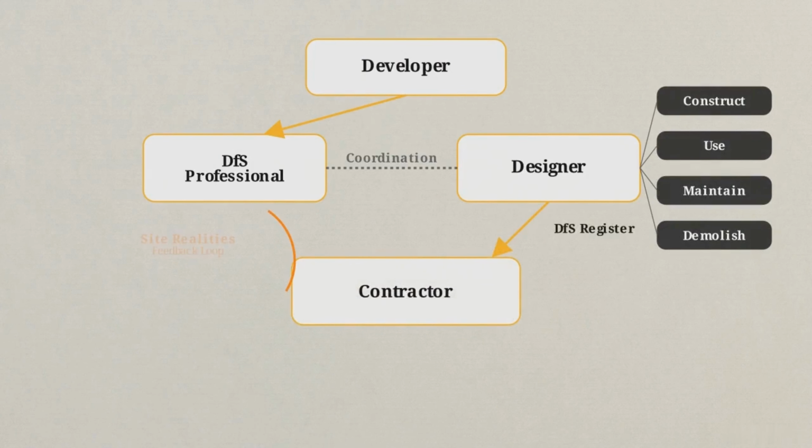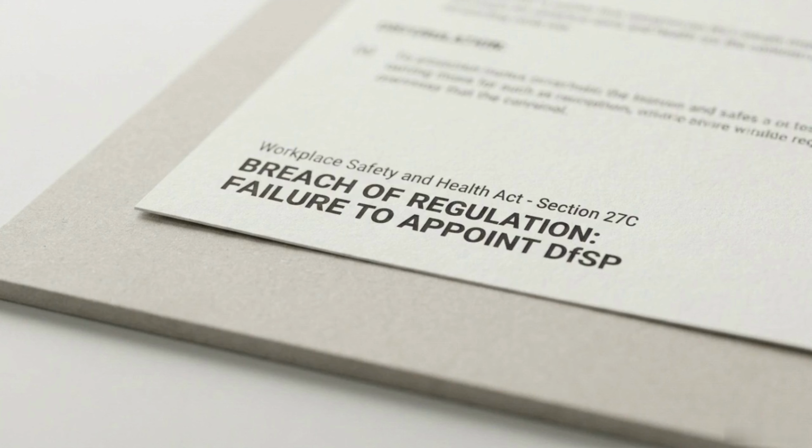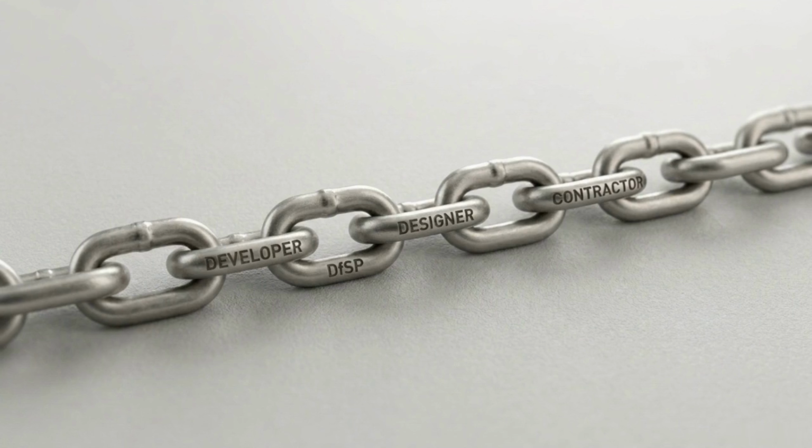eventually demolish it. The contractor completes the chain by feeding on-site realities back to the design team and communicating residual risks to site personnel. Failing to appoint a DfSP is a direct breach of Section 27C of the Workplace Safety and Health Act. Legal liability is maintained through this unbroken, documented chain of proactive communication.